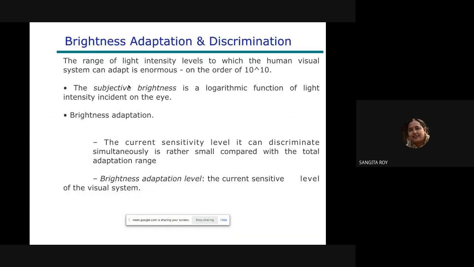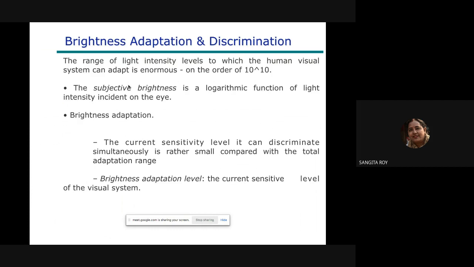Now today's topic is brightness, adaptation and discrimination. Because digital images are displayed as a discrete set of intensities, the eye's ability to discriminate between different intensity levels is an important consideration in image processing results. The range of light intensity levels to which the human visual system can adapt is enormous, of the order of 10 to the power 10, from the scotopic threshold to the glare limit.